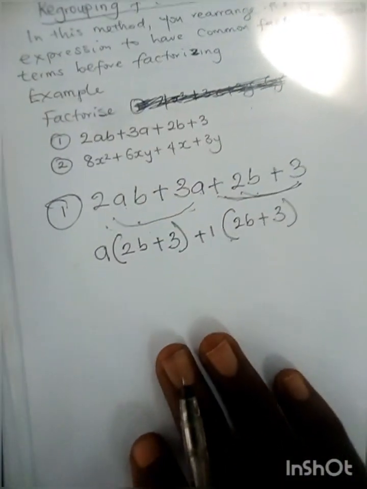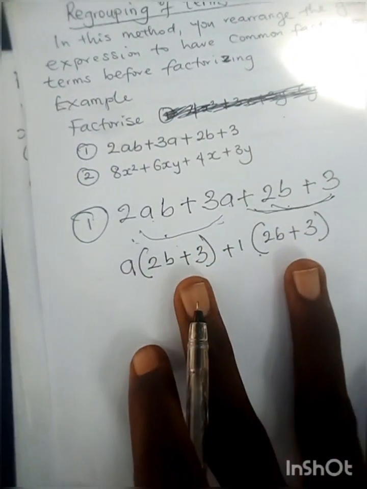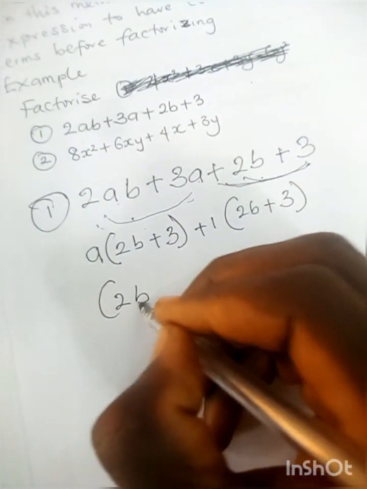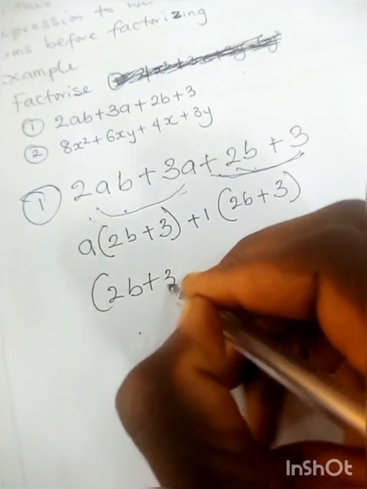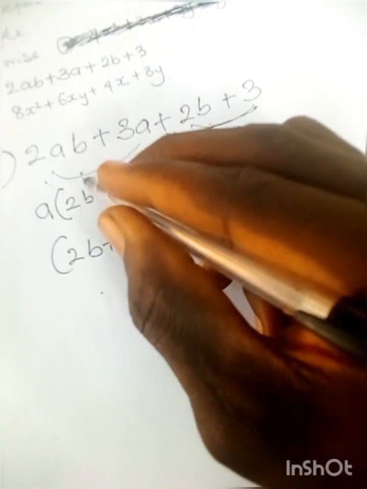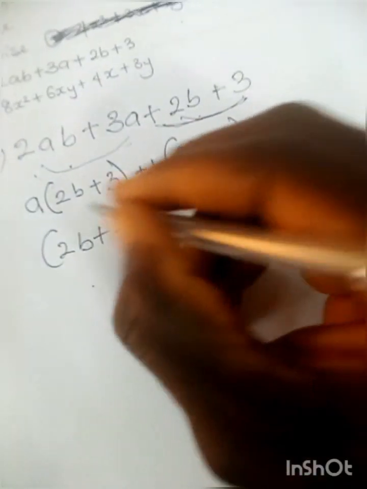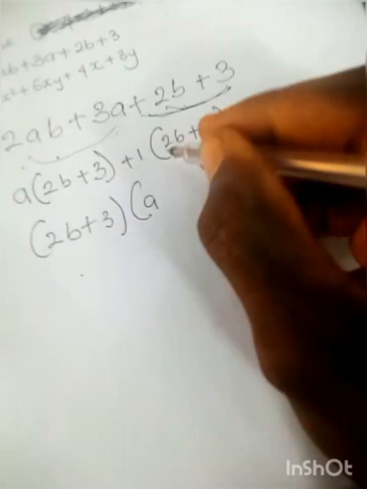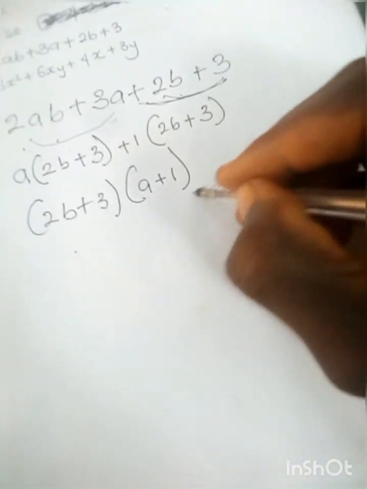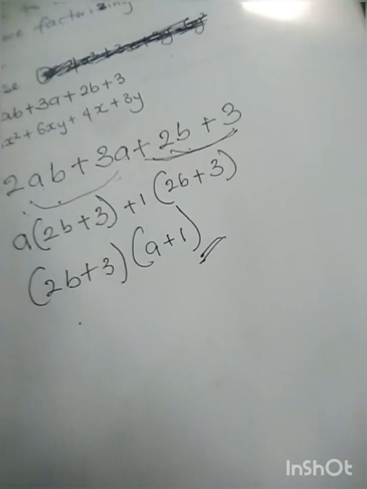Now if we look at this, what is now common in this aspect? You can see that this bracket and this other bracket are common. So we now have here 2b plus 3. Then if this one goes out here, we have only a left. Then this one cancels out there, we have plus 1. So this is just the factorization. You have factorized it.